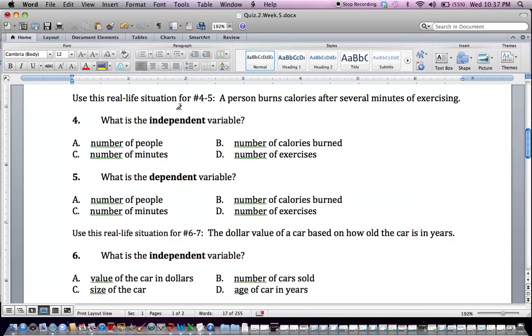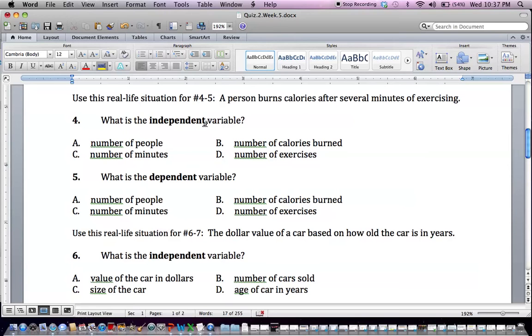Use this real life situation for number 4 and 5. A person burns calories after several minutes of exercising. What is the independent variable? Remember, the independent variable is something that does not change. So a person burns calories after several minutes of exercising.